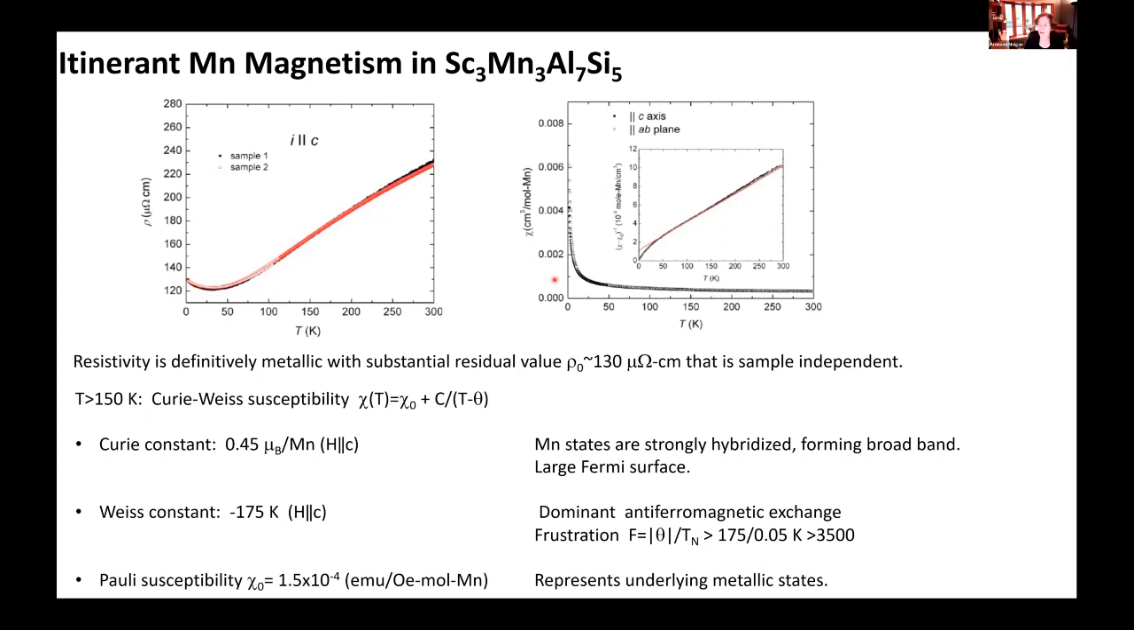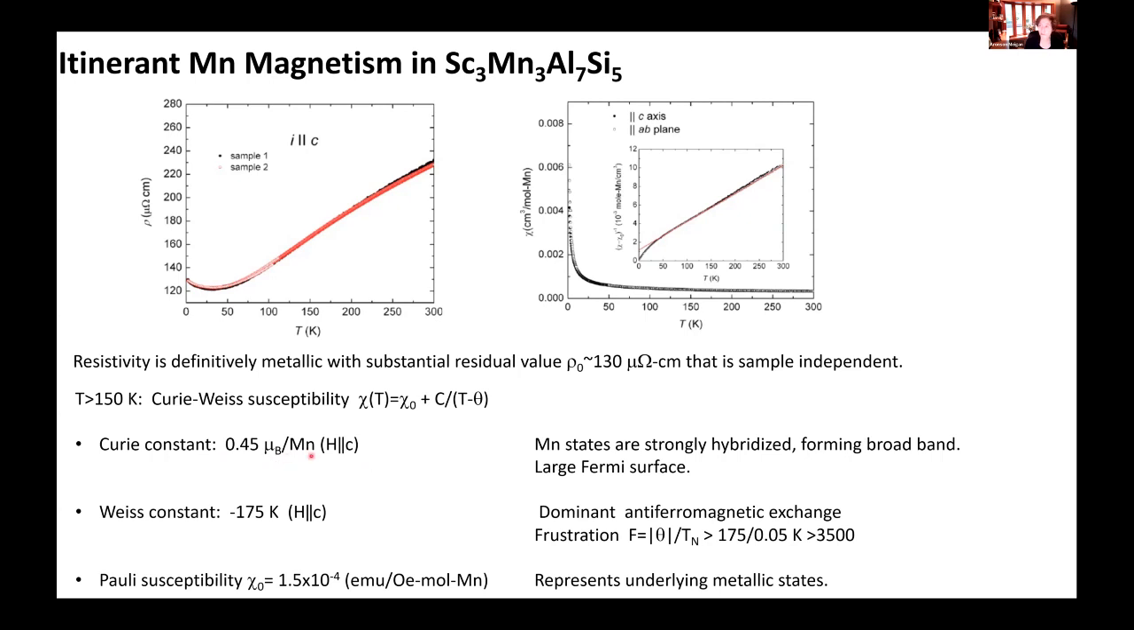Of course, the most powerful way to get your feet wet with respect to the magnetism is to look at the temperature dependence of susceptibility, and that's plotted here at the right. And you can see that there's this 1/T behavior at high temperature above, say, 150 Kelvin. That's the Curie-Weiss behavior. And we've analyzed it, and the Curie constant is about 0.454 magnetons per manganese.